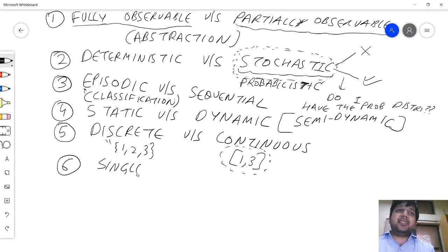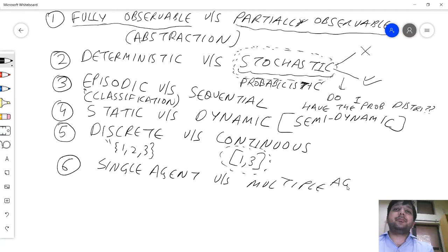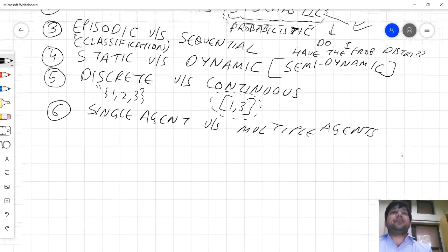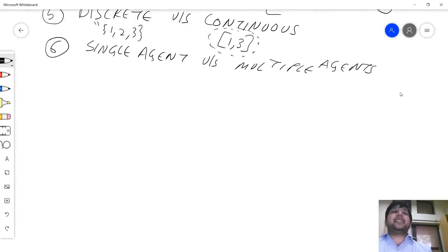Single agent versus multiple agents. So a single agent, your computer program is the only thing in the world. There is nothing beyond it. Your program is the only thing.